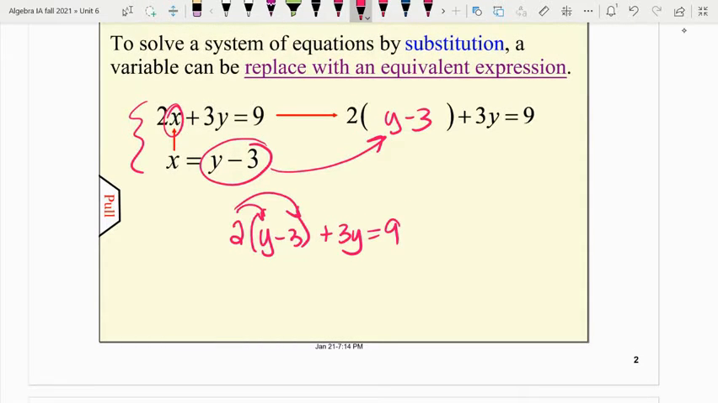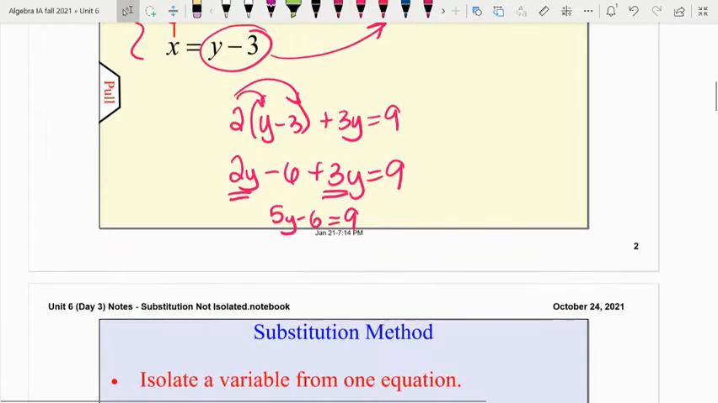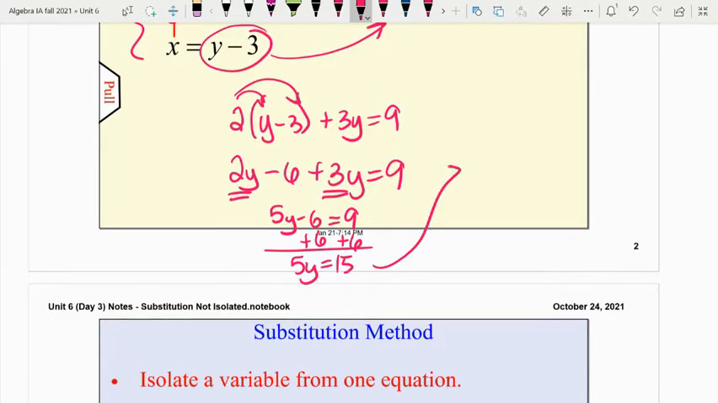Then you distribute. So we get 2y minus 6 plus 3y equals 9. Combine like terms that are on the same side, because the y's are on the same side. So 2y and 3y will give me 5y minus 6 equals 9. Add 6 to both sides. So 5y equals 15. Divide by 5, so y equals 3. All right, we got y equals 3.